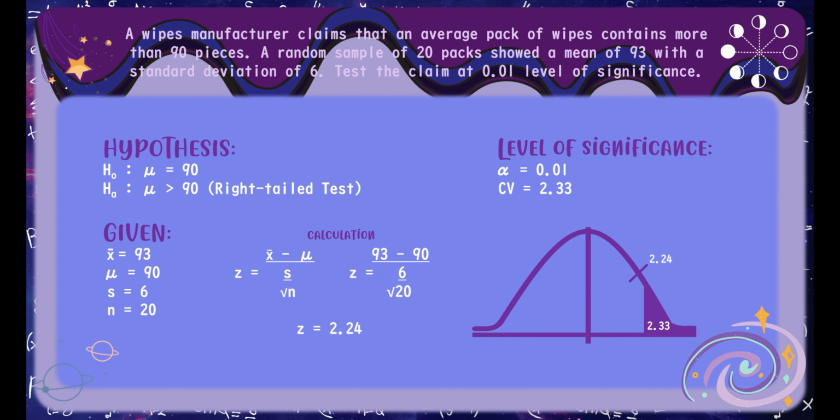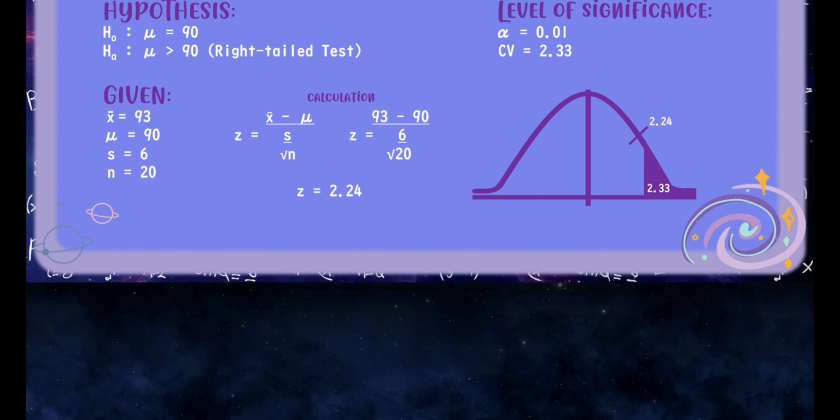Given. Sample mean is equal to 93, mu is equal to 90, standard deviation is equal to 6, and the sample size of 20. For the calculation, z is equal to 93 minus 90 divided by 6 over the square root of 20. Thanks to the help of our trusty calculator, we are able to identify that z is equal to 2.24.